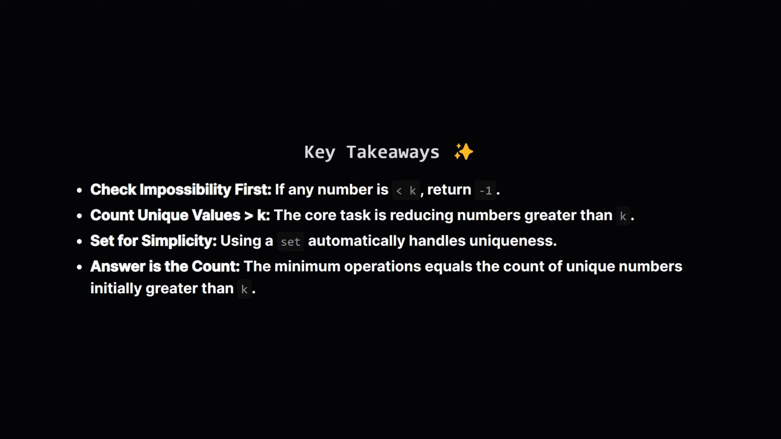So let's quickly recap the main points. The absolute first thing to check is if any number in the list is smaller than the target k. If so, it's impossible, return -1. Otherwise, the problem boils down to figuring out how many distinct or unique numbers started out greater than k. A set data structure is perfect for counting these unique values easily. The final answer is simply the size of that set.